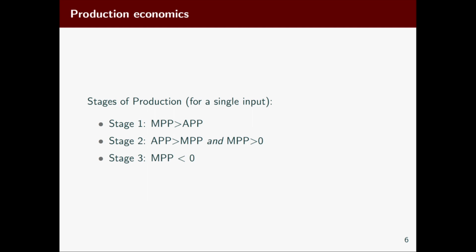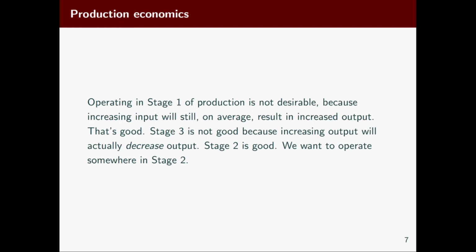So here are the mathematical explanations for the different stages you can see on the graph on the previous slide. If we're operating in stage 1, it's not desirable. We can do better, because if we increase the use of our input, then on average, we're still going to be increasing our output. So our APP is going to be increasing as long as we're increasing our input. So in stage 1, we want to continue to use more and more input to produce our good. And so we're going to keep going.